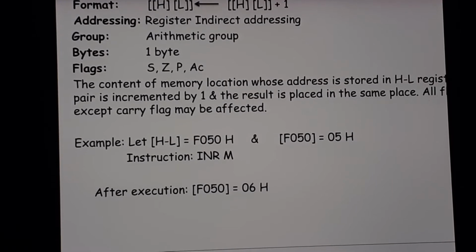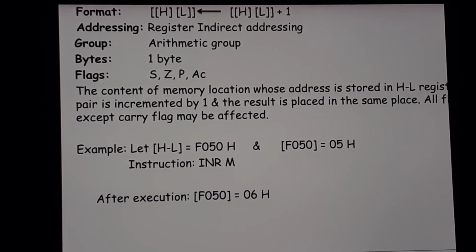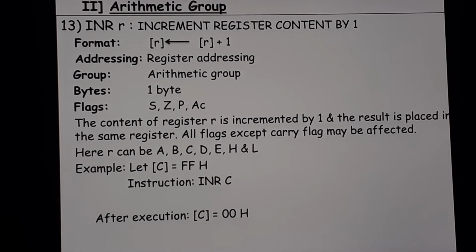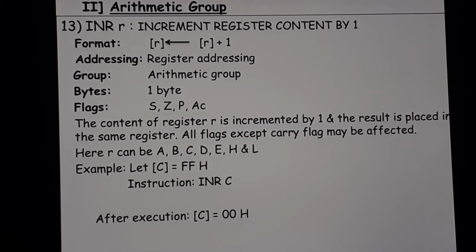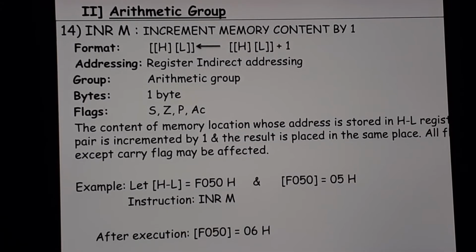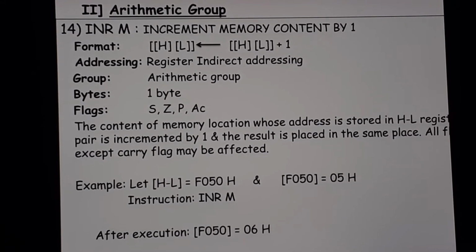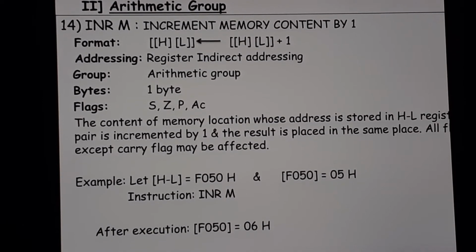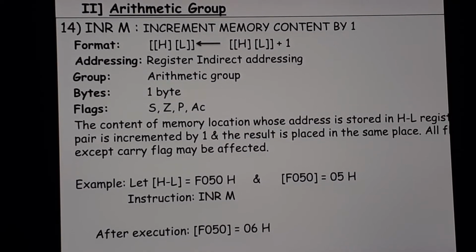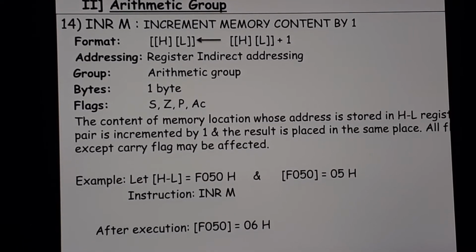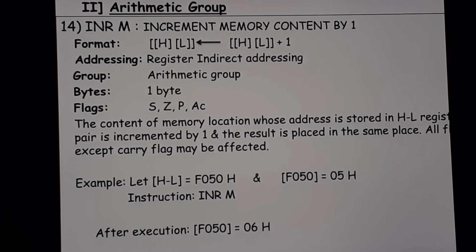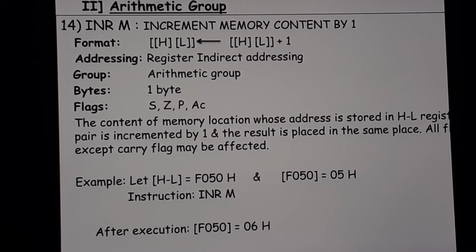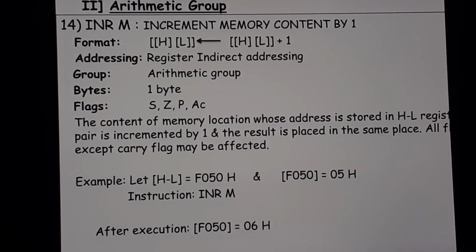So this was the INR R instruction, the 13th instruction from the arithmetic group. Now the next instruction in the arithmetic group, number 14, is INR M. It is the same as INR R which we saw; the only difference is that instead of R there is M in the instruction. What it does is increment the memory content by 1. For the format, you will not write M anywhere, you will only mention HL. So the format is HL plus 1 and the result will be stored in HL, hence the arrow is towards HL.